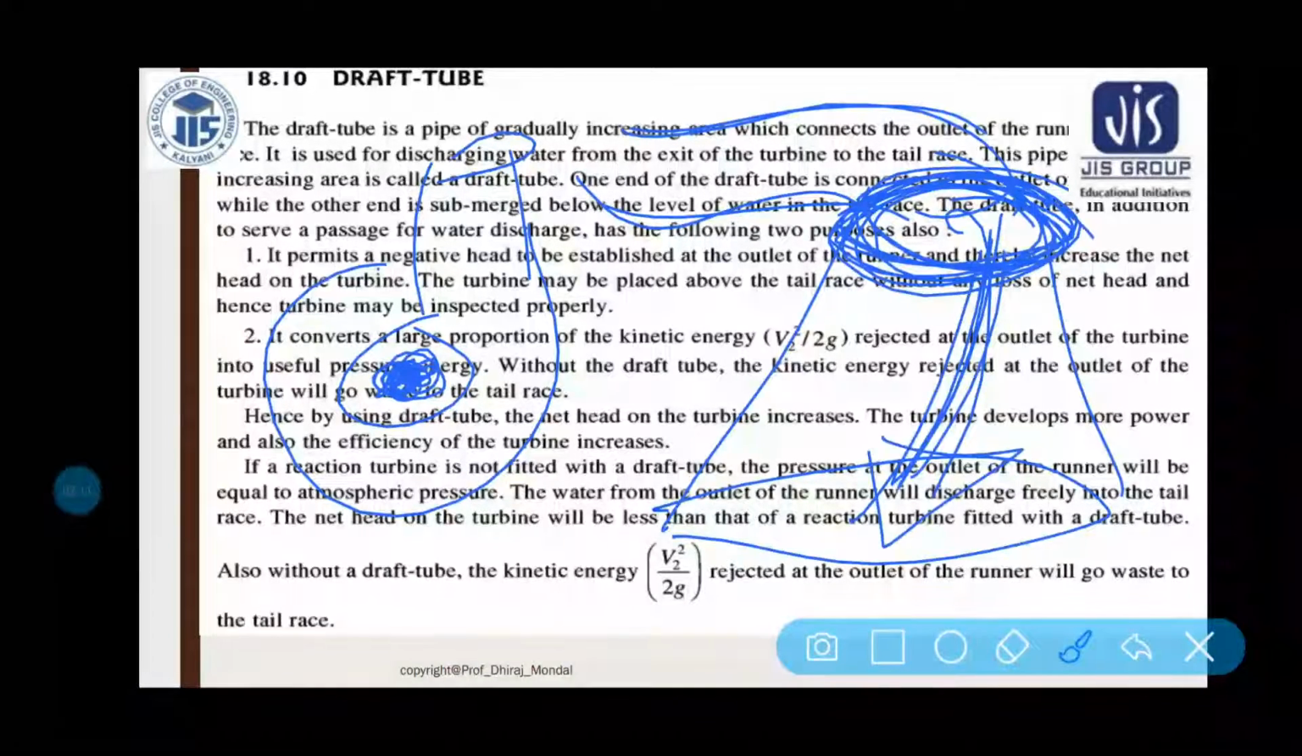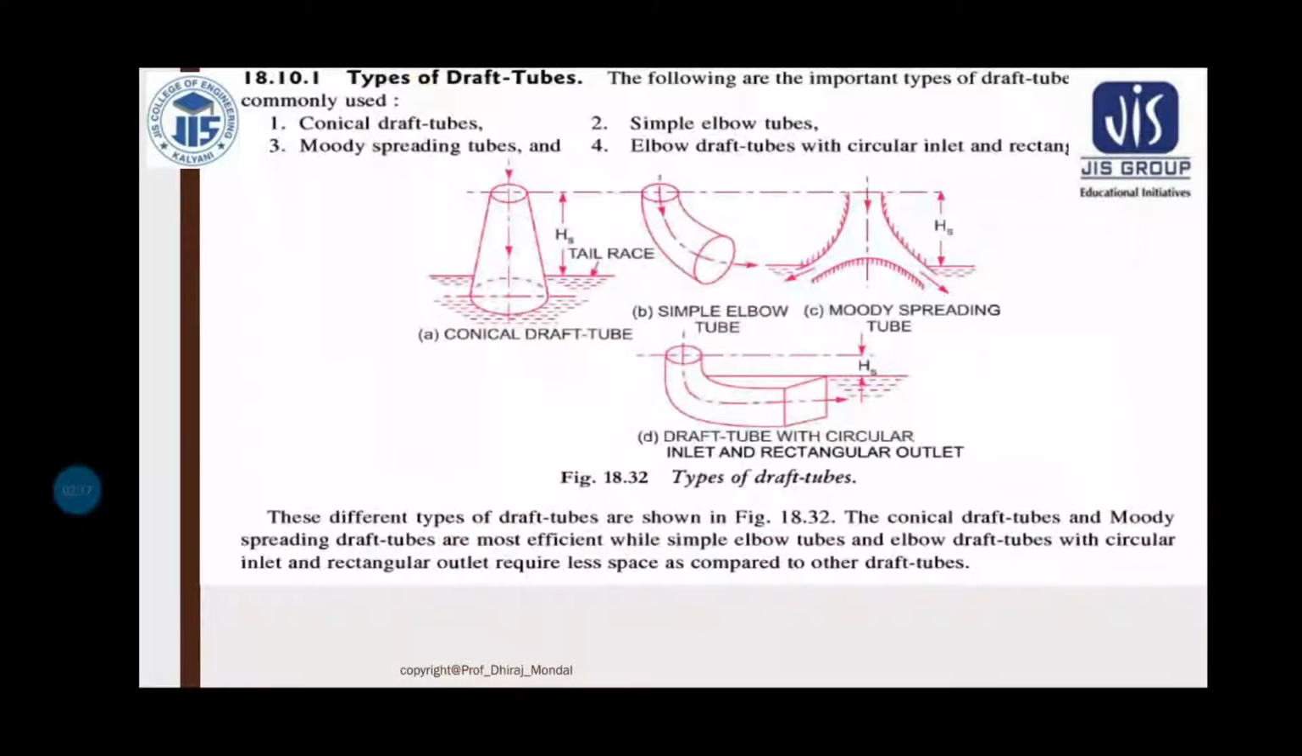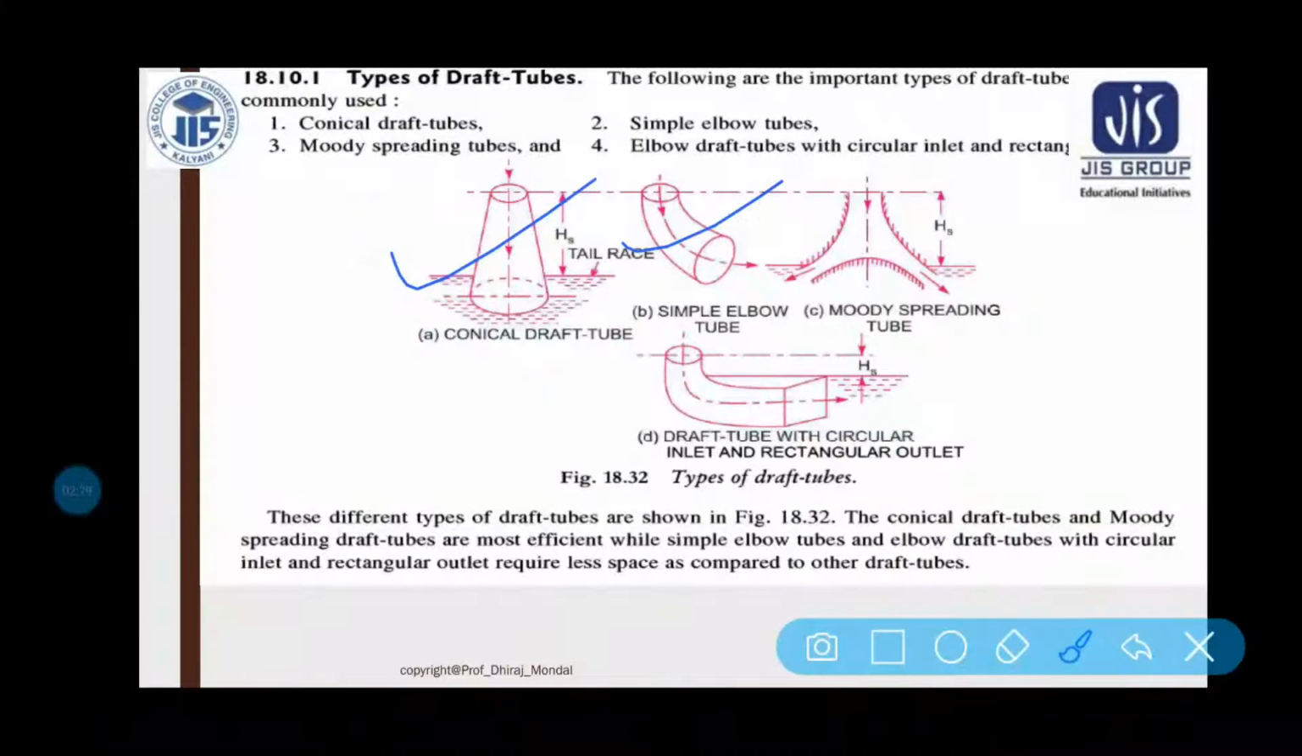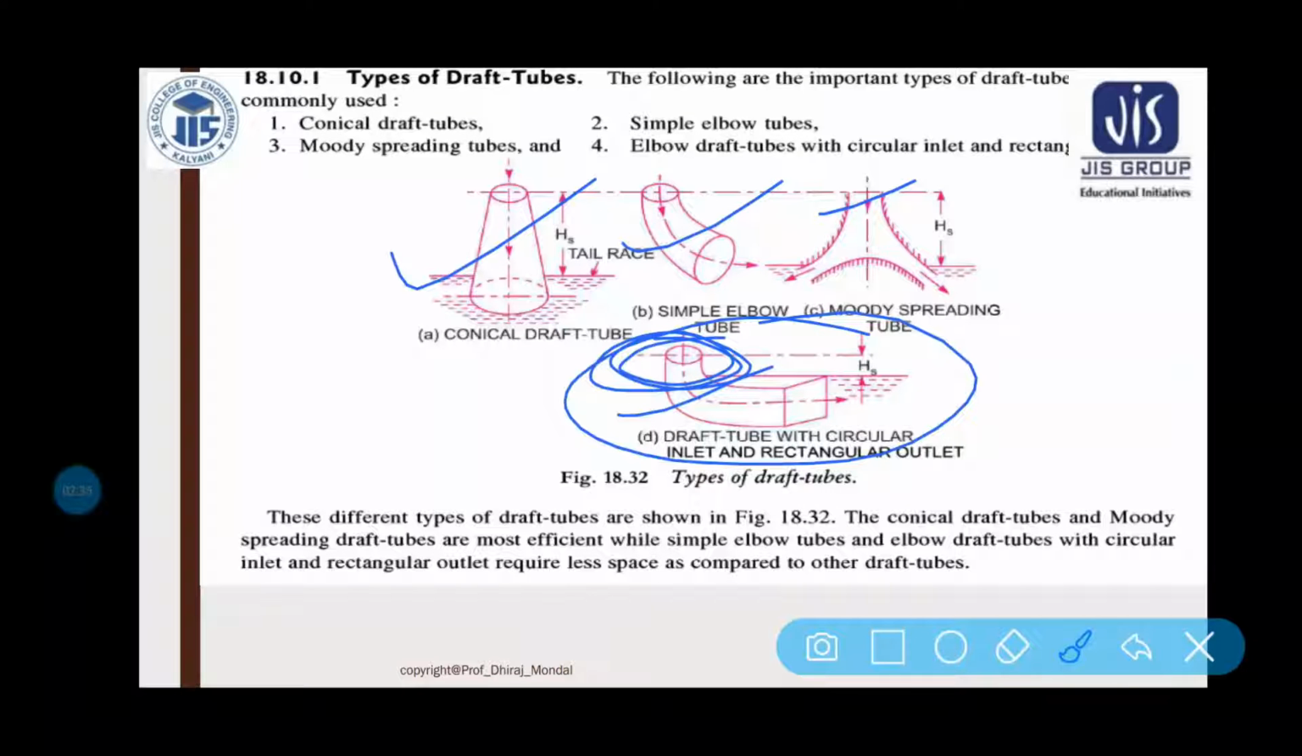That is why we use a gradually increasing area draft tube. You can see in the diagram these are the types of draft tube installed at the outlet of the turbine, as previously shown in the Kaplan turbine. Because of this draft tube, the velocity head at the outlet of the turbine is converted into pressure head. The kinetic energy is converted to pressure energy, and the water is ultimately discharged, and as a whole the net head is increased.